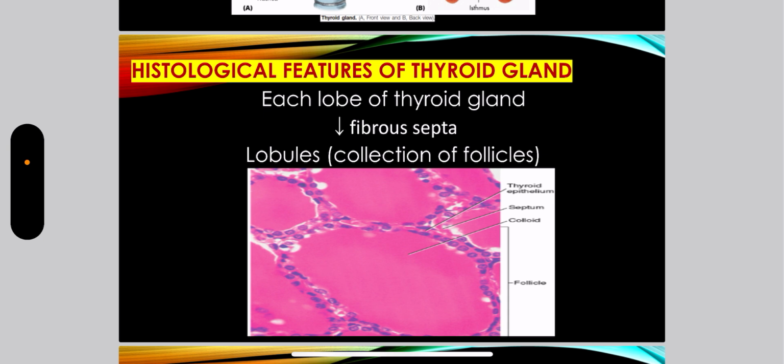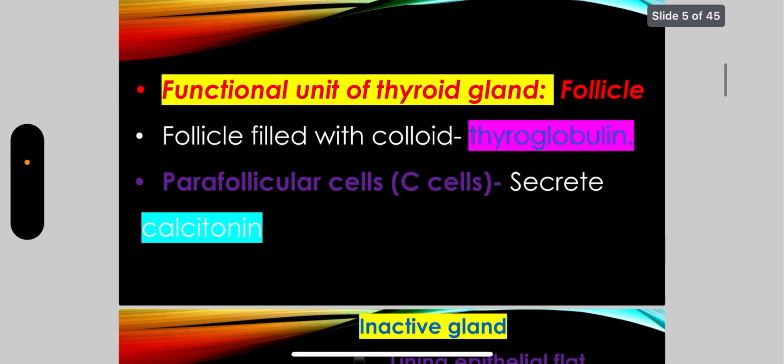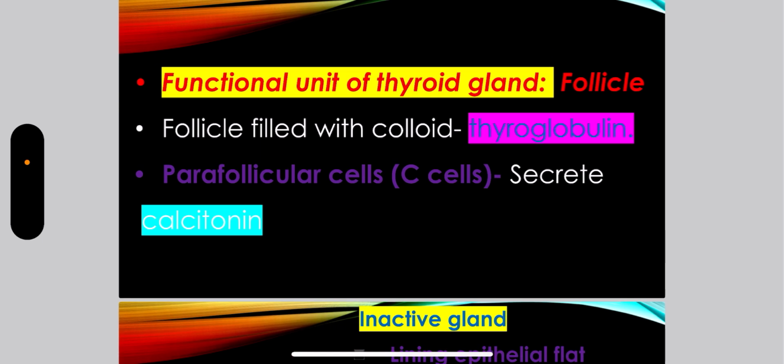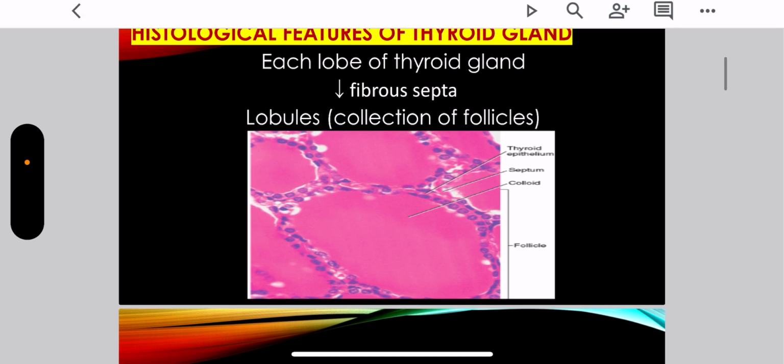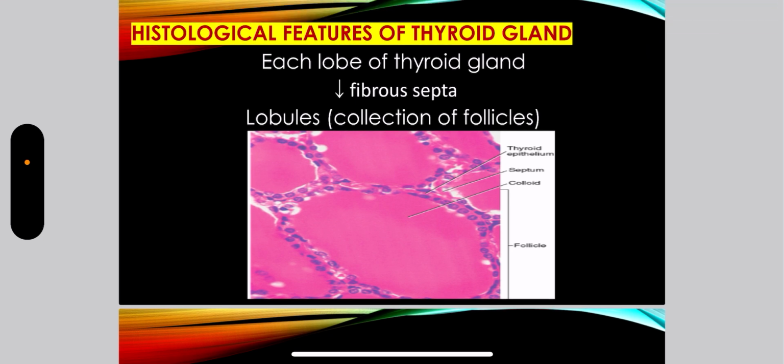So in one line, I can say that the functional unit of thyroid gland is the follicle. And the follicle is filled with colloidal material. Colloid consists of pink staining proteinaceous material predominantly having a glycoprotein called thyroglobulin. So follicle is filled with thyroglobulin, we can make out from this figure. You can see the follicle filled with the pinkish material, thyroglobulin, and the purple ones, you can see, are the epithelial cells, thyroid epithelium.